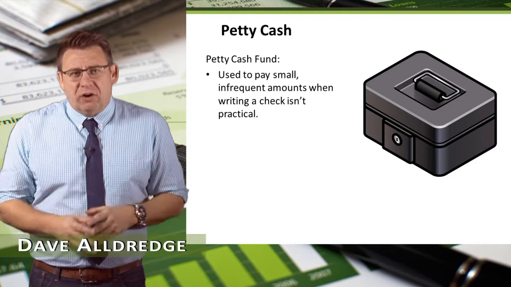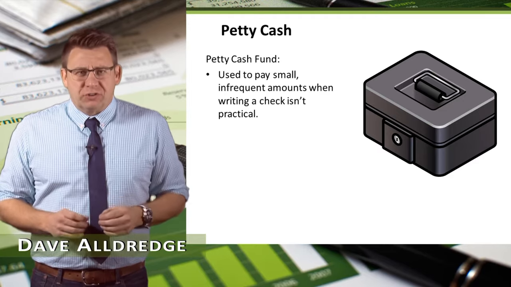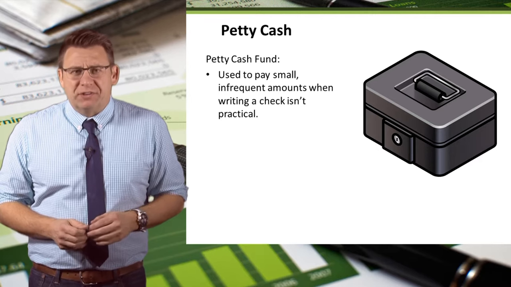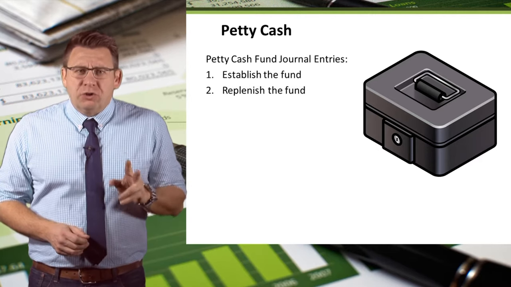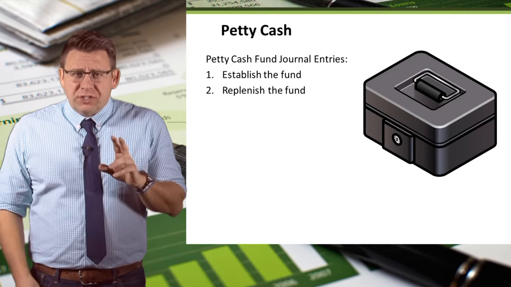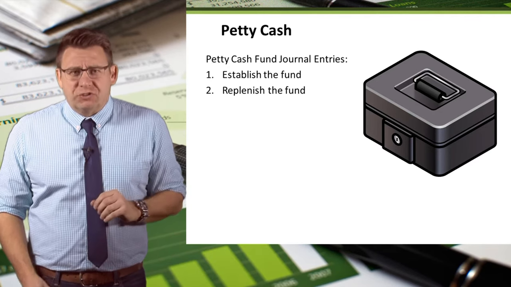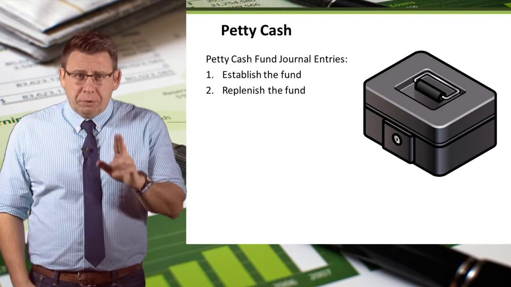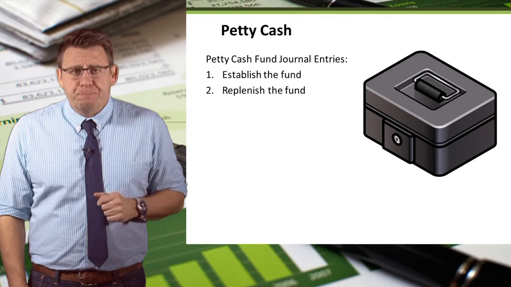A petty cash account is used for small purchases where going through the check approval process is too time consuming. There are two journal entries involved in the petty cash process. The first is the journal entry to establish the fund. The second is a journal entry to replenish the fund when it's out of money.